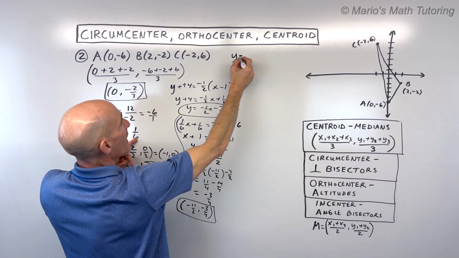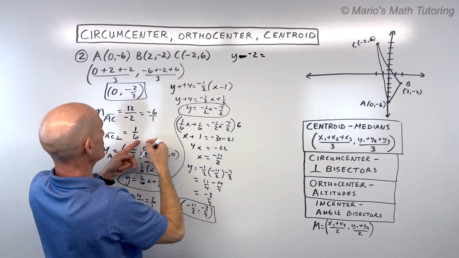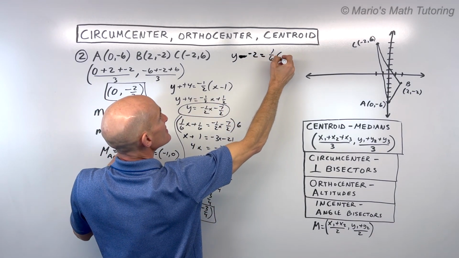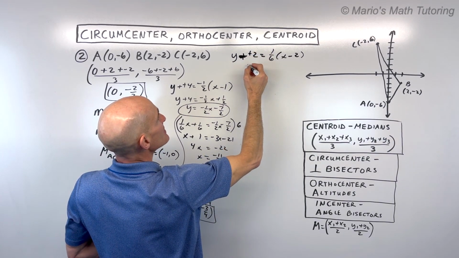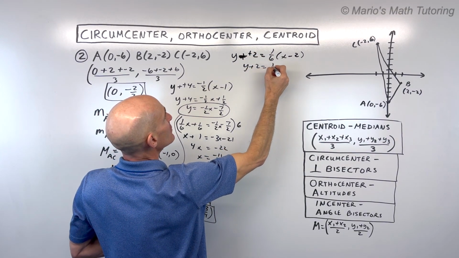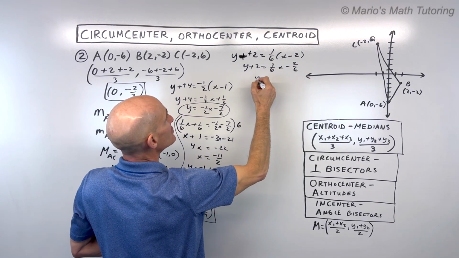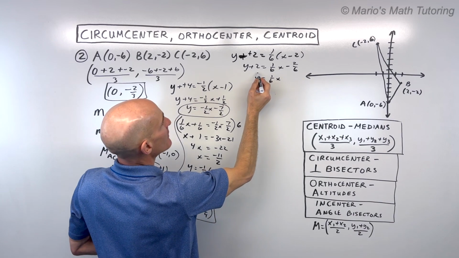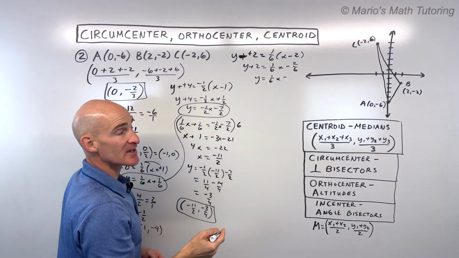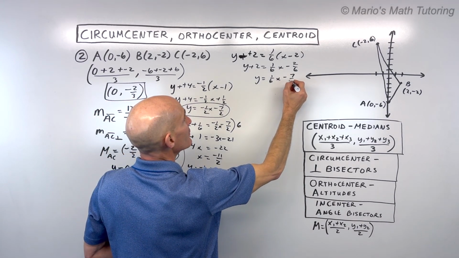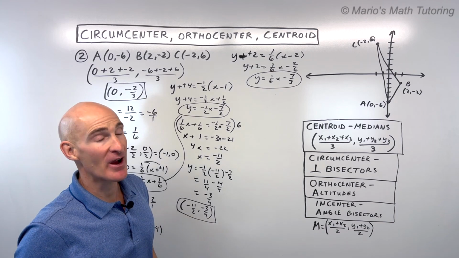It's going to be y minus the y coordinate, which is negative 2, equals the slope, which is 1/6 times x minus the x coordinate. Let's add the opposite. So we have y plus 2 equals 1/6 x minus 2/6. Subtract 2 from both sides. 2 is like 12/6, so we subtract 12/6, that's going to be negative 14/6, which is negative 7/3. Okay, so you can see the calculations can get a little tricky with the fractions.